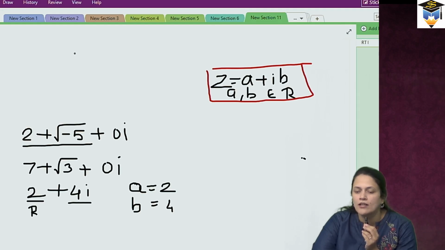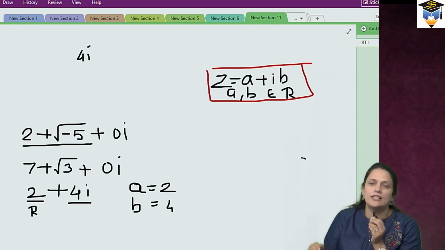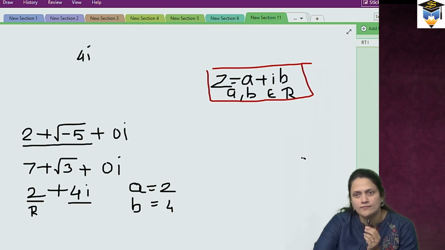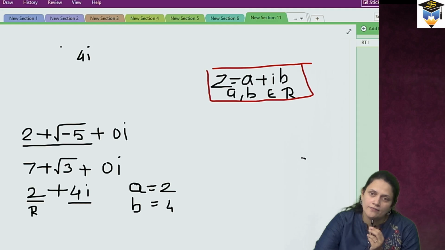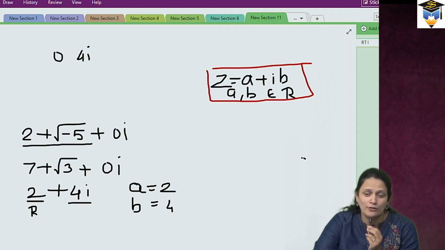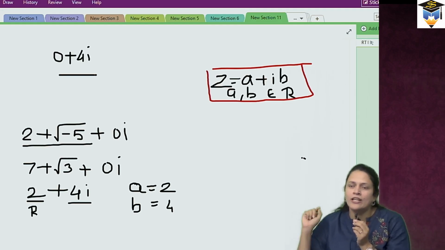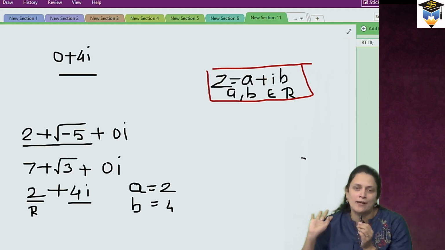Atharva, if I write just 4i, will this be a complex number? How? 4 is imaginary. And is there any real part? No. So the real part I am going to take as 0 plus 4i. Now this becomes an imaginary number. So understood? Even if 4i is written, still you will say it's an imaginary number.